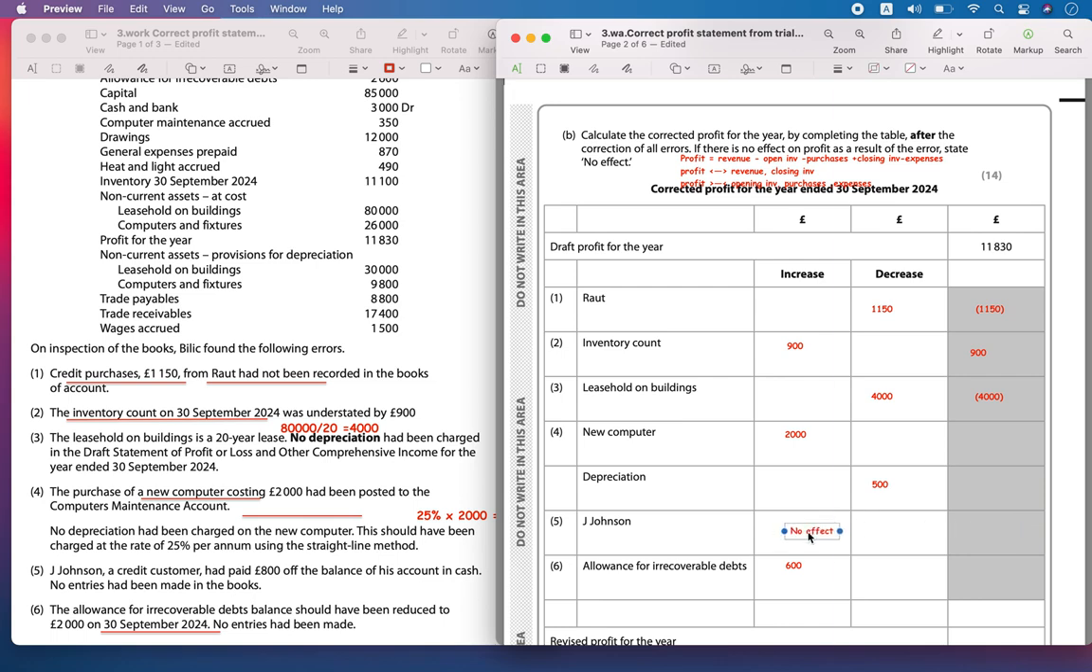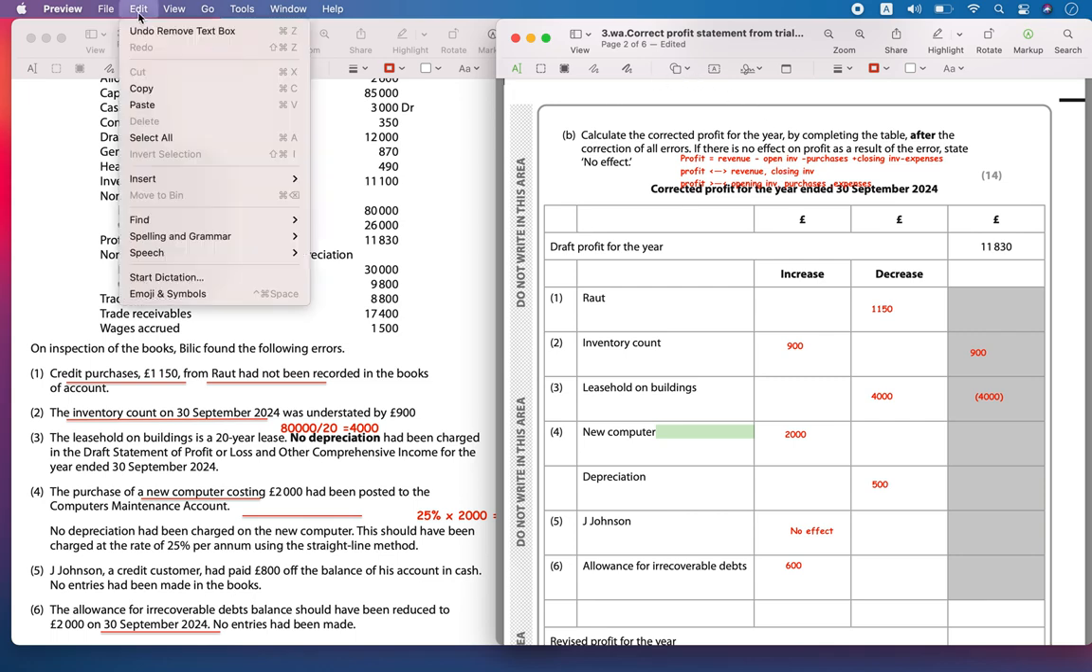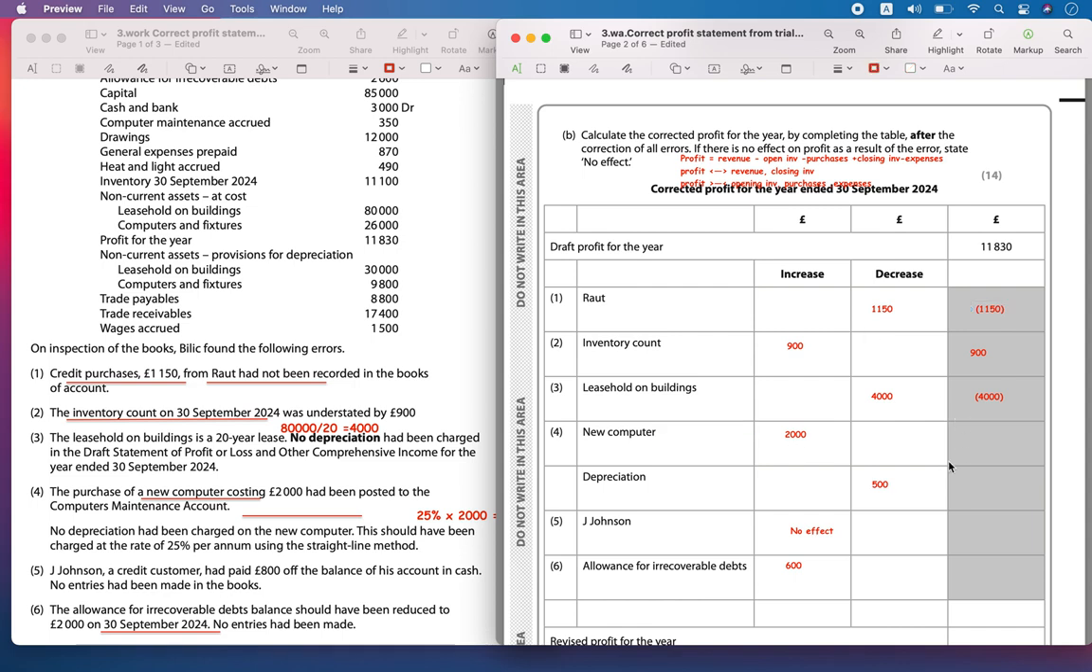Then 2000, okay, I think you have to fill it here. This one you need not fill up because they have grayed out. So let's just adjust all of this. So yeah, it's fine. Then 2000 increase, so let's write that. Then 500 decrease, so this is going to result in 500 decrease. And then you have this as the no effect, then 600 increase.